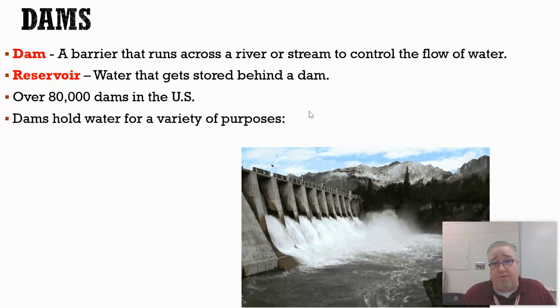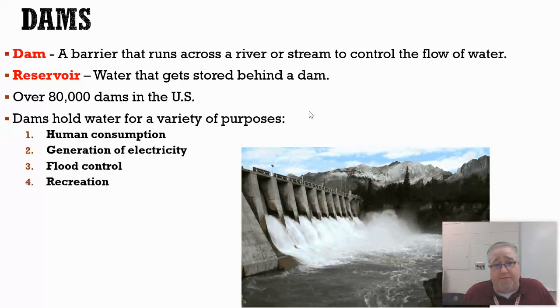In the U.S., we have over 80,000 dams, and they're built for a couple of different reasons. They're built to hold water back, either for human consumption. In a lot of cases, they're used to generate electricity. They're also used to help control flooding downstream, and they're also used for recreational purposes as well, to back water up and to have it be like a reservoir for boating and fishing and whatever.